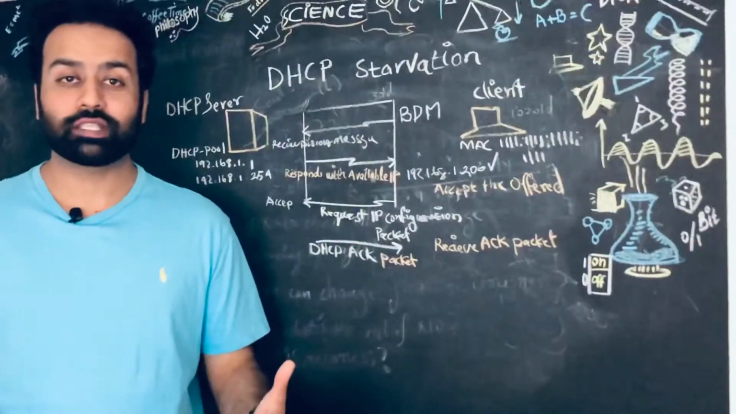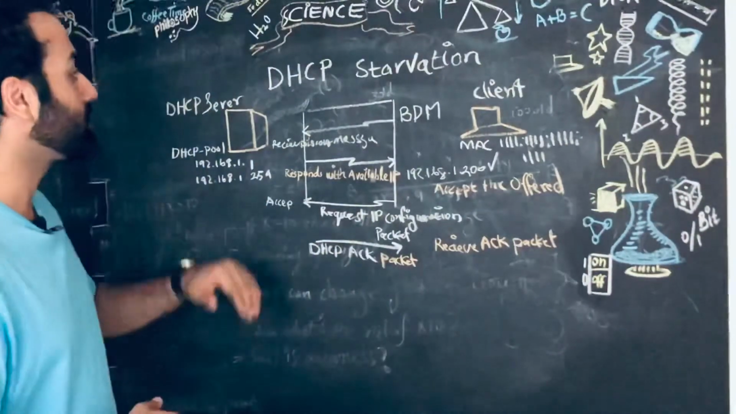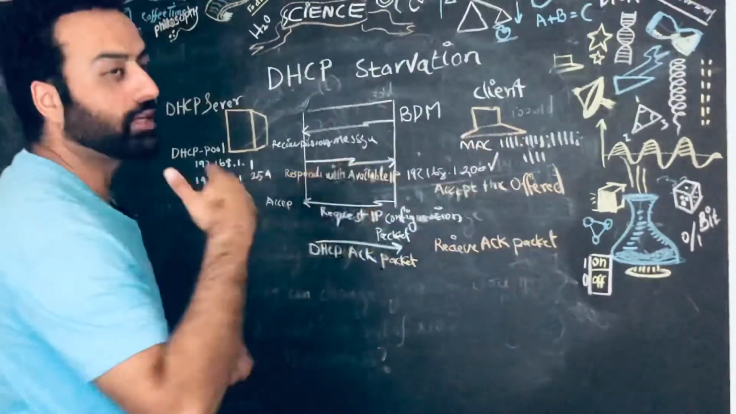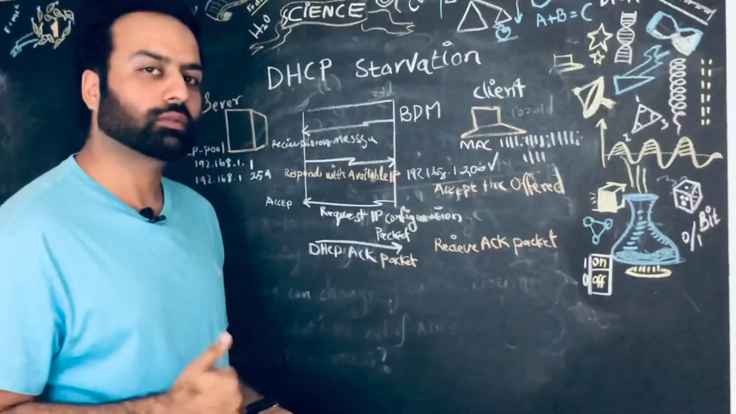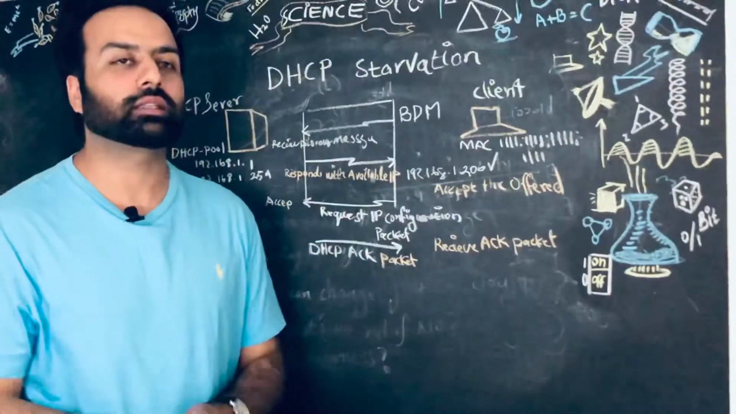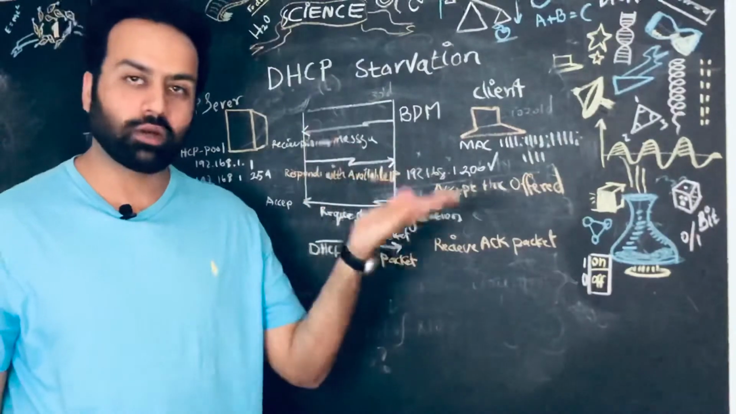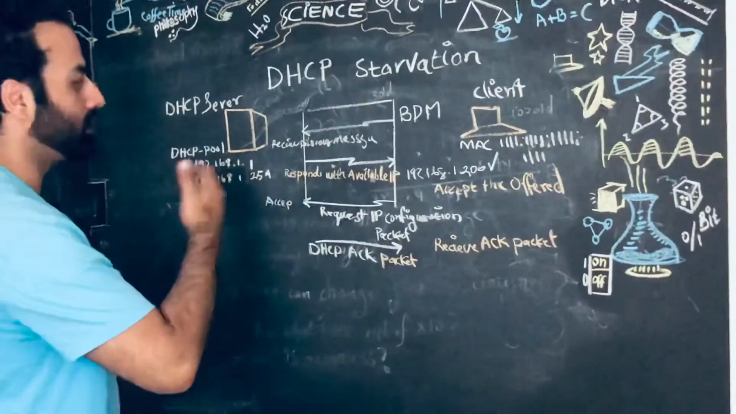DHCP starvation. Before I discuss DHCP starvation, I think it's better to discuss how DHCP works, and then we will discuss DHCP starvation. When a client doesn't have any IP and is looking for the internet, when a computer tries to access the internet, it requires an internet protocol address, or IP address. So how does it work with DHCP?